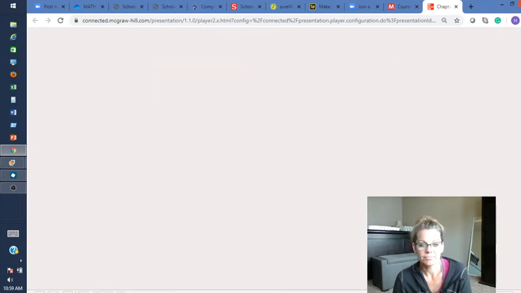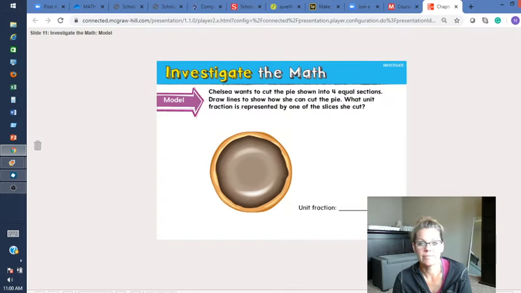Okay, let's look at this. Chelsea wants to cut this pie into 4 equal pieces or sections. Draw lines to show how she can cut the pie and what unit fraction is represented by one of the slices that she cut. So we kind of just did this.